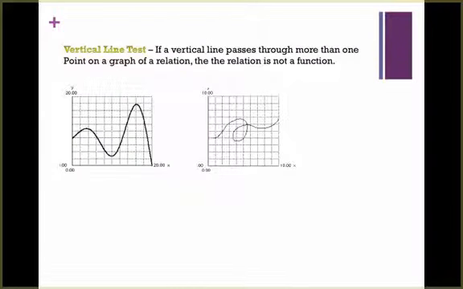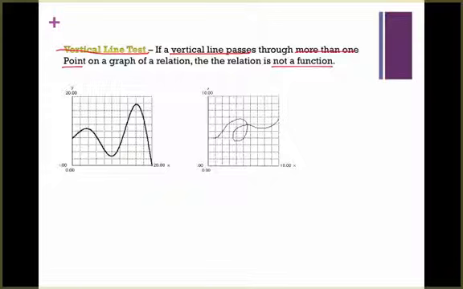Now, when we have a picture of our graph or our relation, we can use what's known as the vertical line test to test for a function. So what you do with the vertical line test is you want to see if you can find a vertical line that passes through more than one point on the graph. If that happens, it's not a function.